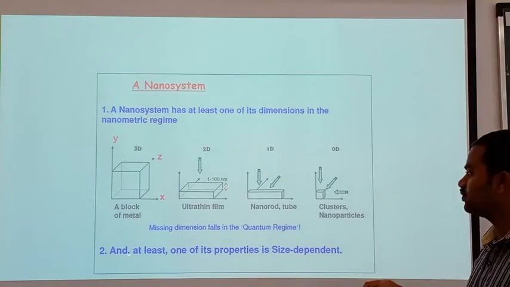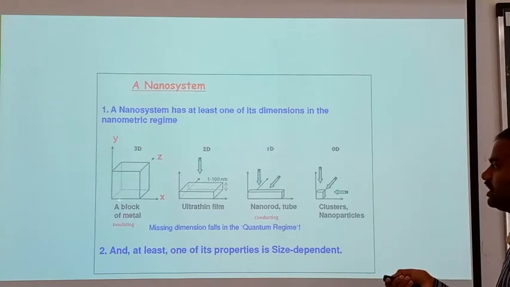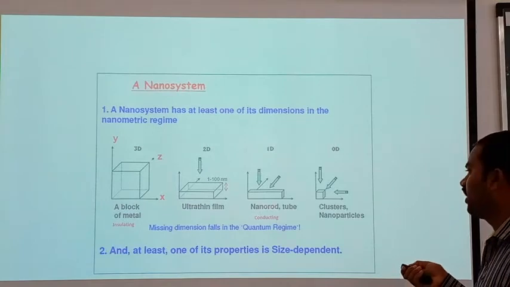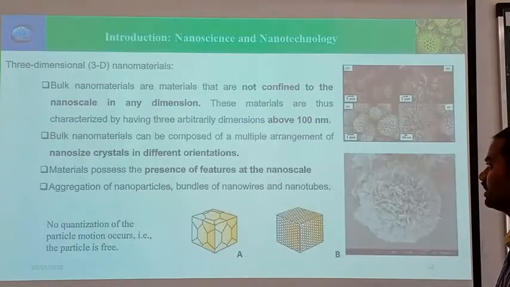So that's why at least one of its properties is size dependent. For example, we have taken the initial block of metal as an insulating block, but when it becomes a nanorod or a nanotube, one-dimensional, it becomes conducting. That's the emerging new property due to the nanometric scale.